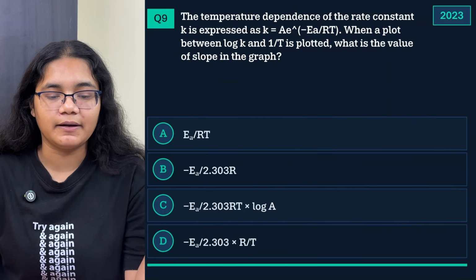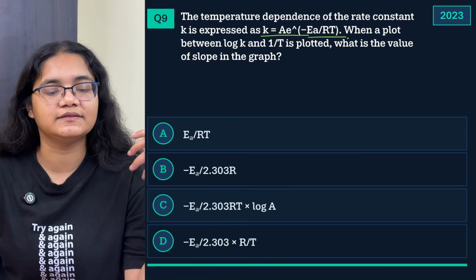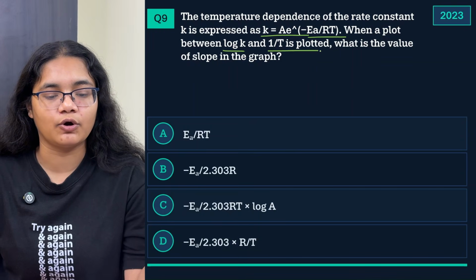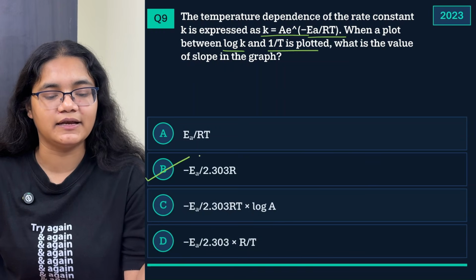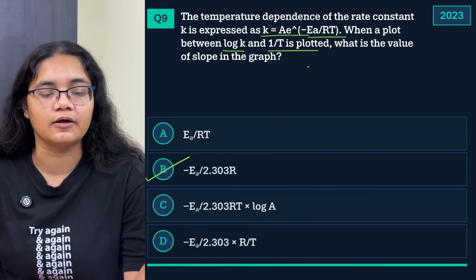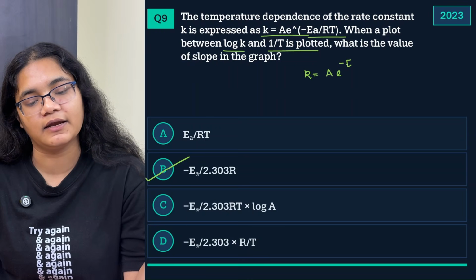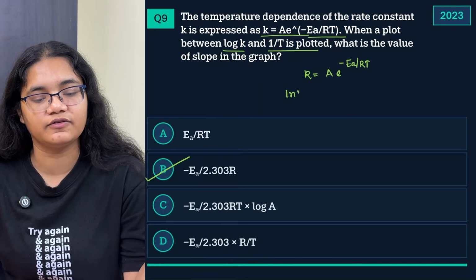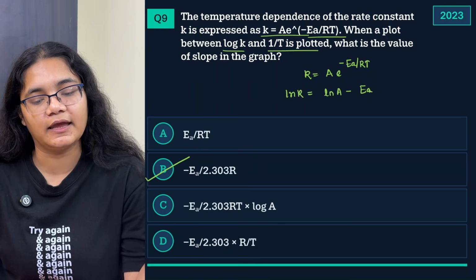Next, the temperature dependence of the rate constant K is expressed as K equal to A into e to the power of minus Ea by RT. When a plot between log K and 1 by T is plotted, what is the value of the slope? So the value of the slope here is minus Ea by 2.303 R. You have this equation K equal to A into e to the power of minus Ea by RT. Now if I take ln of this equation, that will give me ln K is equal to ln A minus Ea by RT.